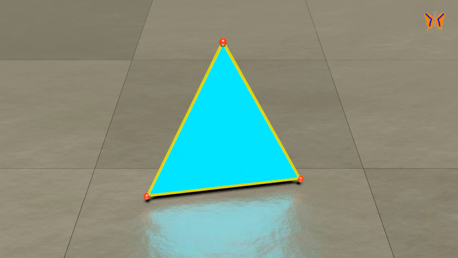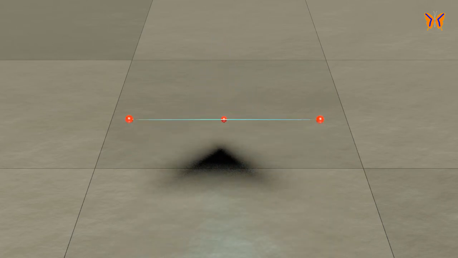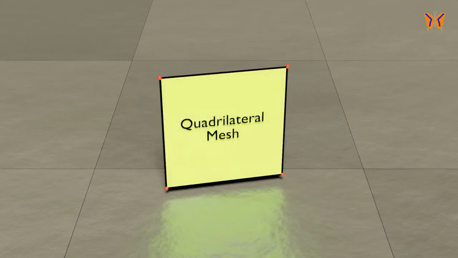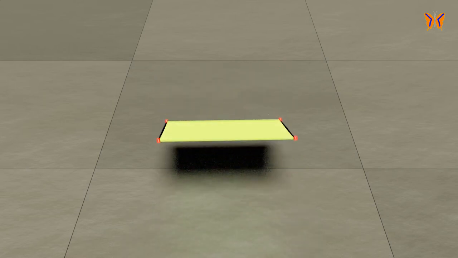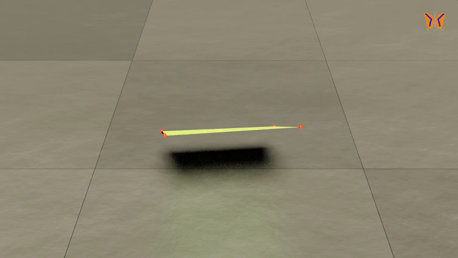This particular mesh is the simplest type of mesh, and it is called a triangular or tris mesh. It is a flat or planar mesh. Four vertices connected to form a four-sided, closed, and filled shape creates a quadrilateral or quad mesh. A quad mesh can be flat or three-dimensional.